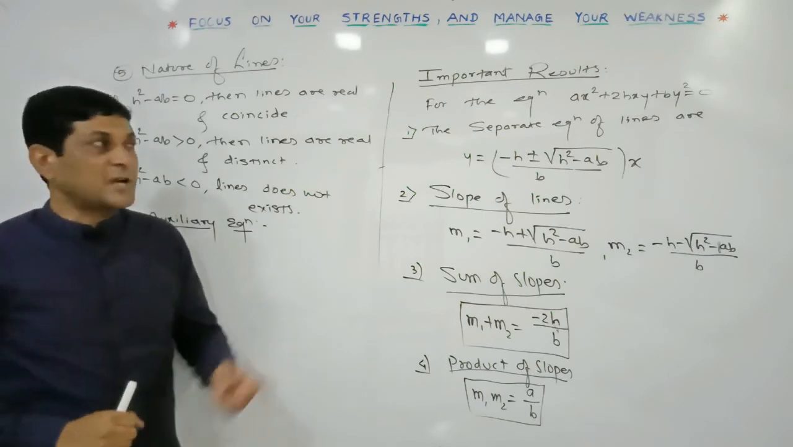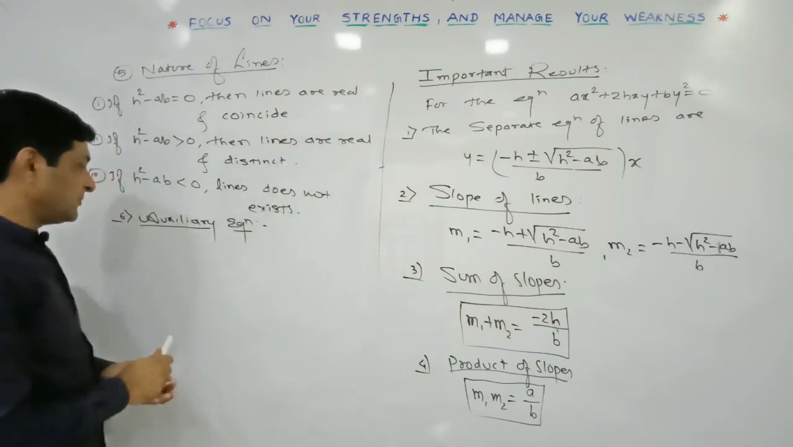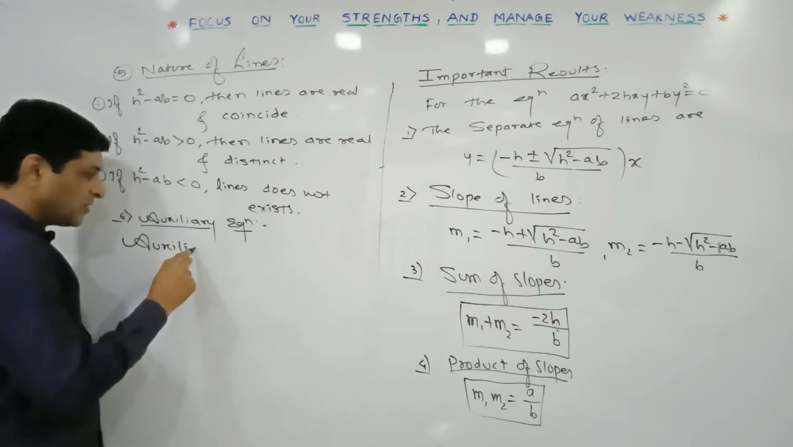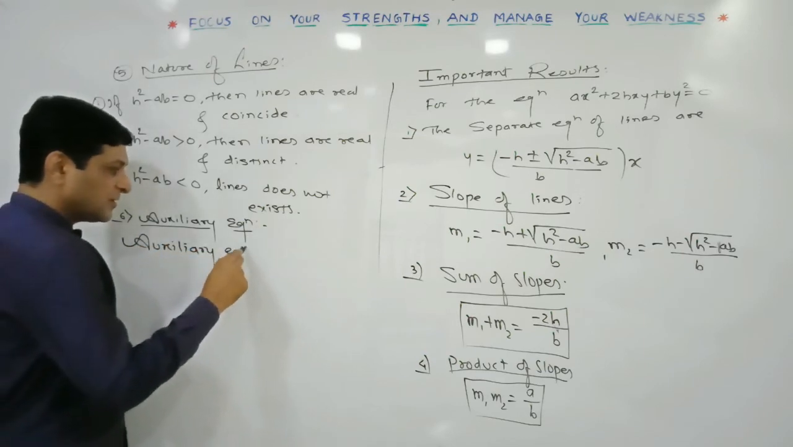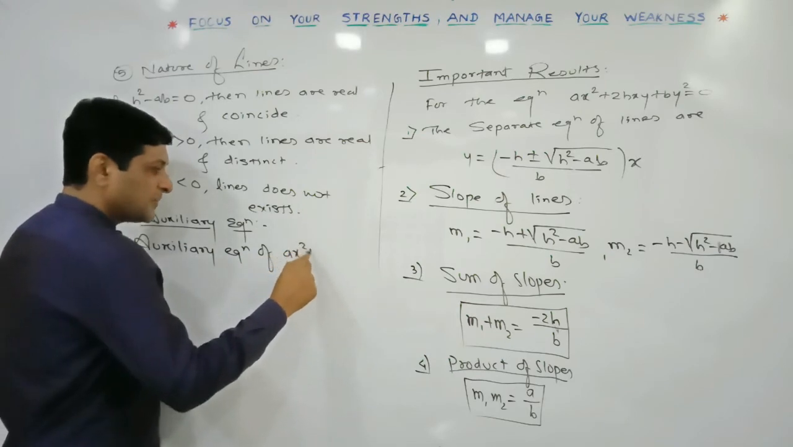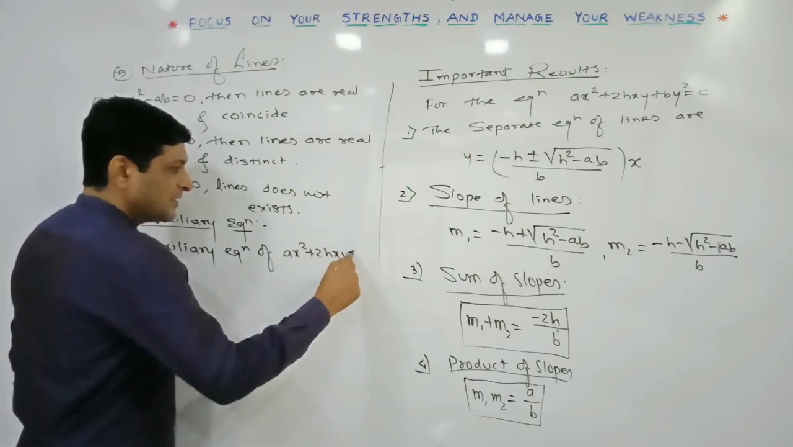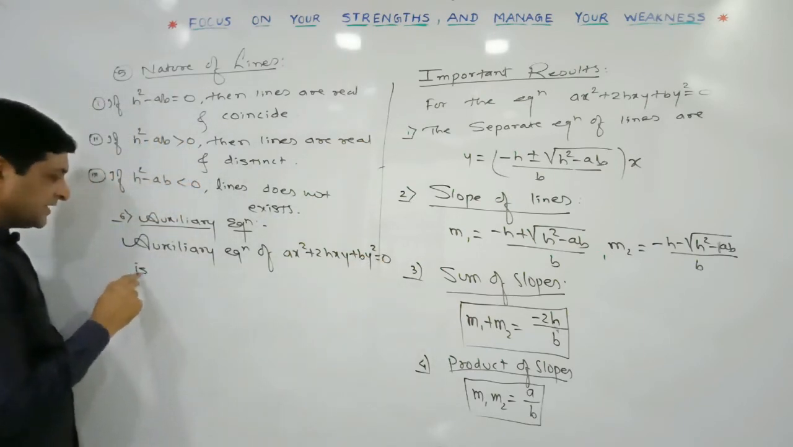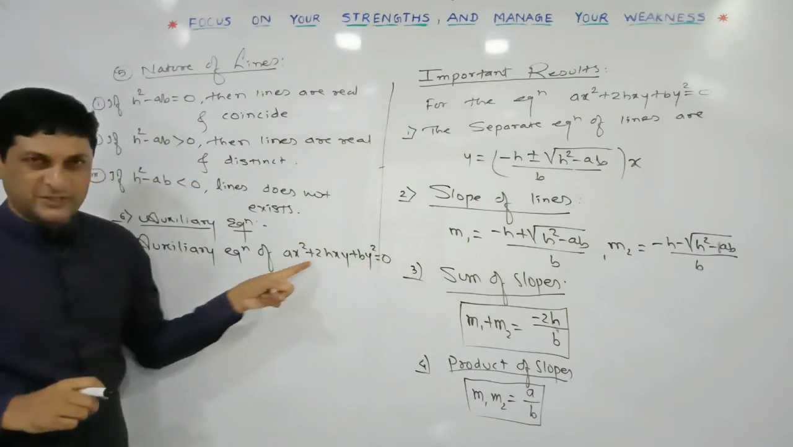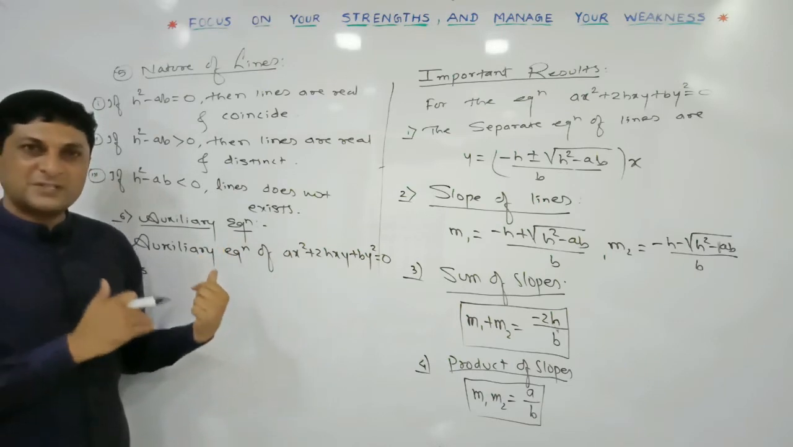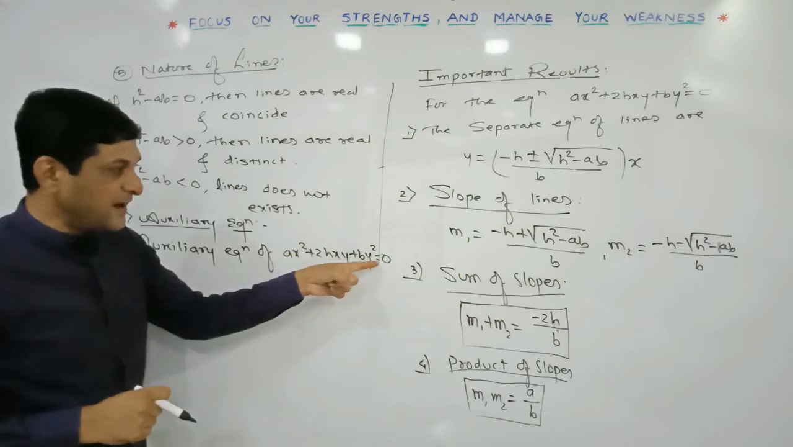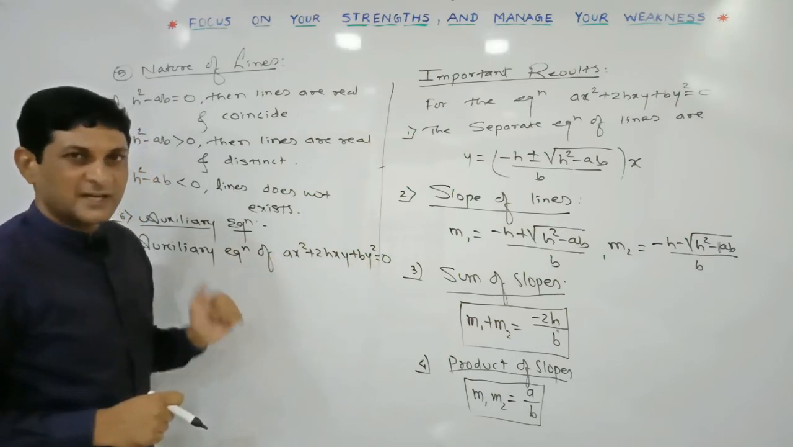Lastly, let us try to find out the auxiliary equation of this homogeneous equation. So try to understand, we are finding the auxiliary equation of ax square plus 2hxy plus by square is equal to 0. Now we are considering this equation and trying to convert it into auxiliary form, means in terms of slope. So if we divide all the terms by x square, let us see what we get.